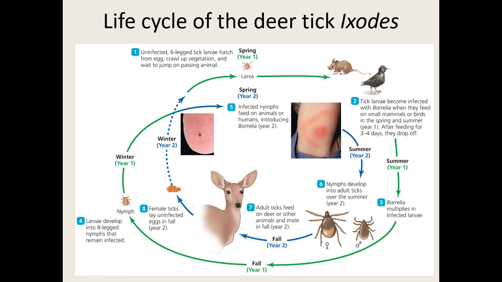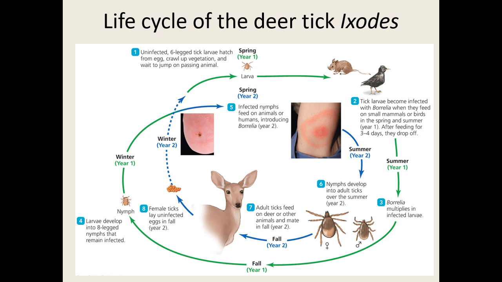When the eggs hatch into larvae, they are uninfected, but they are hungry, and so they're going to try to find something to eat. Because they are so tiny, they are usually going to find something small that they can grab onto, like a mouse or a bird, and even those are carriers of this particular bacteria. So those little larvae can pick it up just from feeding off some other small animal. They can't always get on a deer. And the bacteria is hanging out inside that tick.